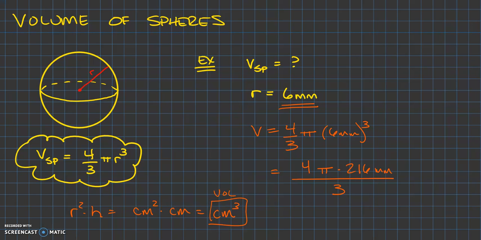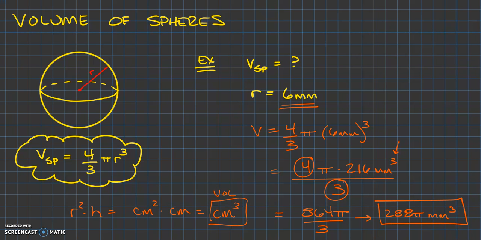That's 216 millimeters cubed. So you'll notice I have my cubic units. That's great. But I've got a 4 and a 3 that need to be dealt with. And so we're going to leave pi in our answer. So I'm going to multiply 216 by 4 and get 864 pi. That's all over 3. And now I'm going to divide by 3 and get 288 pi cubic millimeters. That is the volume of a sphere with a radius of 6 millimeters. Yes, you can multiply 288 by pi if you like. For our purposes, perfectly happy with you leaving pi in the answer.